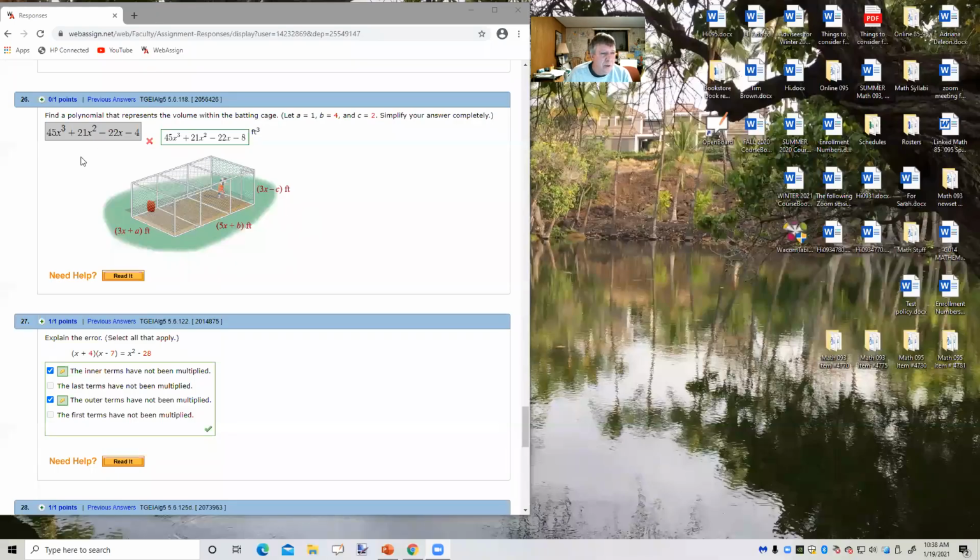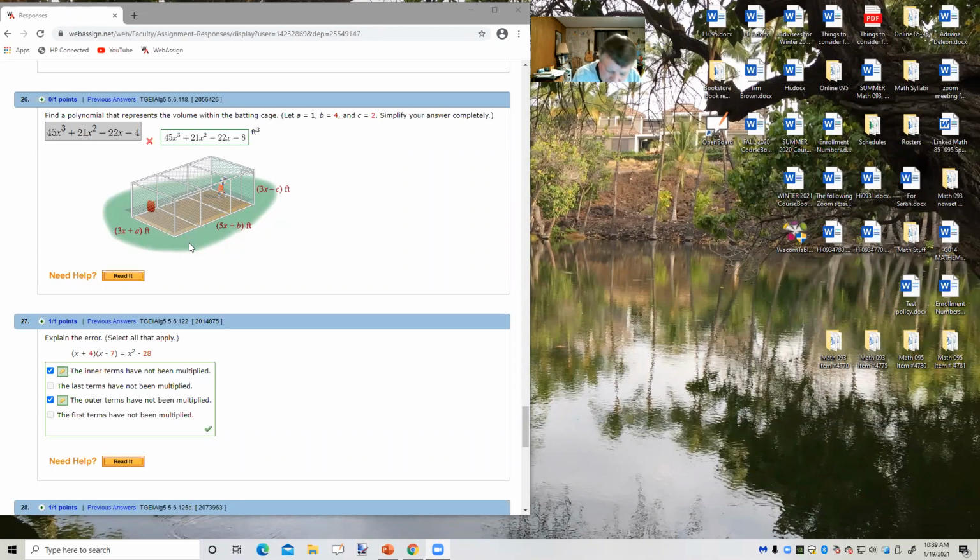Says find the polynomial that represents the volume within the batting cage. So we've got this, it's kind of a rectangular shape, like a shoebox. We're given the dimensions, and we're told that A is 1, B is 4, and C is 2. To find the volume of a box like this, the volume would be the length times the width times the height.